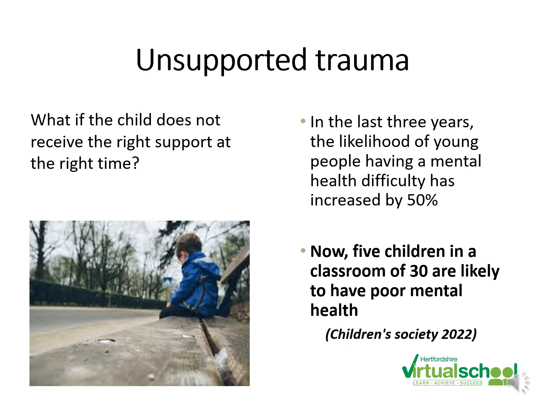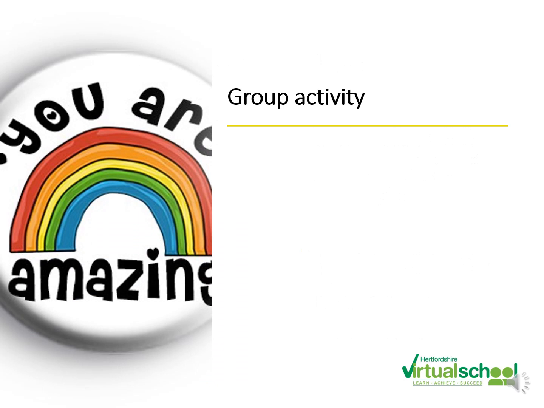So now, 5 children in every class of 30 are likely to have poor mental health. So again, going back to looking at our policies, our processes, are we putting support in early, so we're actually helping our children because of the trauma that they've experienced?